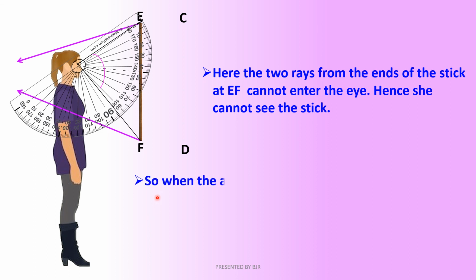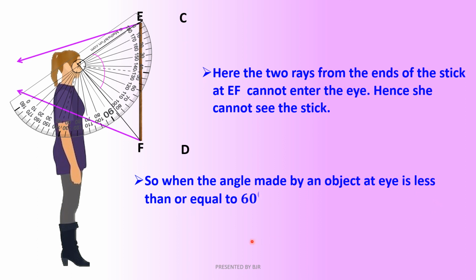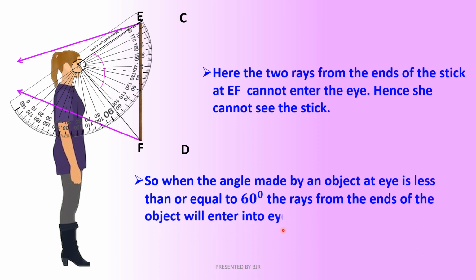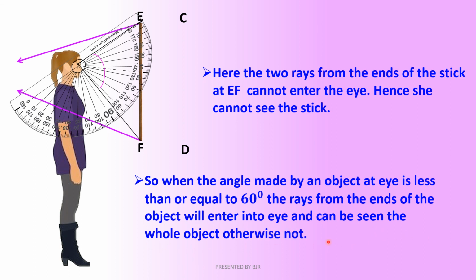So when the angle made by an object at the eye is less than or equal to 60 degrees, the rays from the ends of the object will enter into the eye and the whole object can be seen, otherwise not. So here, when the angle made by the stick is less than or equal to 60 degrees, then only the rays from the two ends of the object or stick will enter into our eyes. Otherwise, they will not enter into our eyes. That's why we cannot see the object. Can you see both ends of the stick? No.